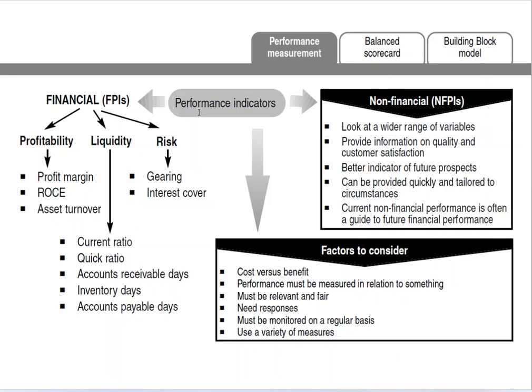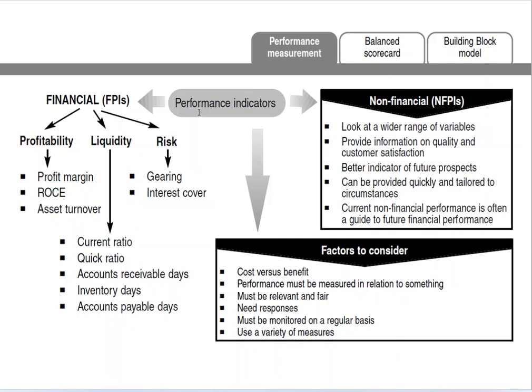Must be relevant and fair. Relevant means it is related to, for example, you're looking at the performance of a department, return on investment, for example. Relevant would mean that you consider the cost that would be incurred by that department. And when it is relevant, it would be fair as well. Need responses. Just calculating ratios is not beneficial. When you have calculated performance, actually responding to that is also very important.